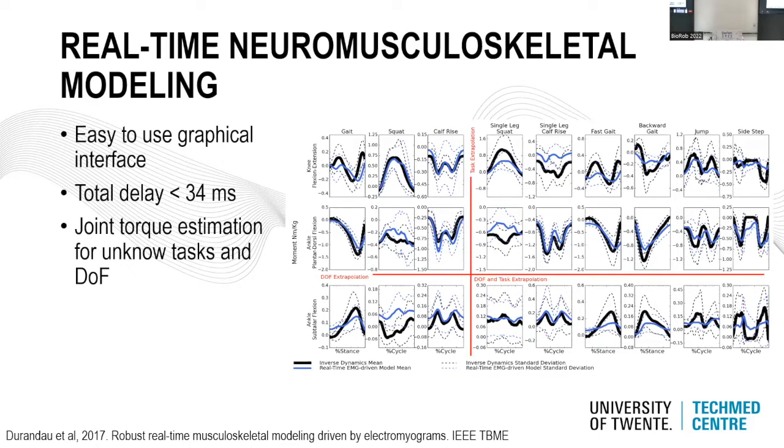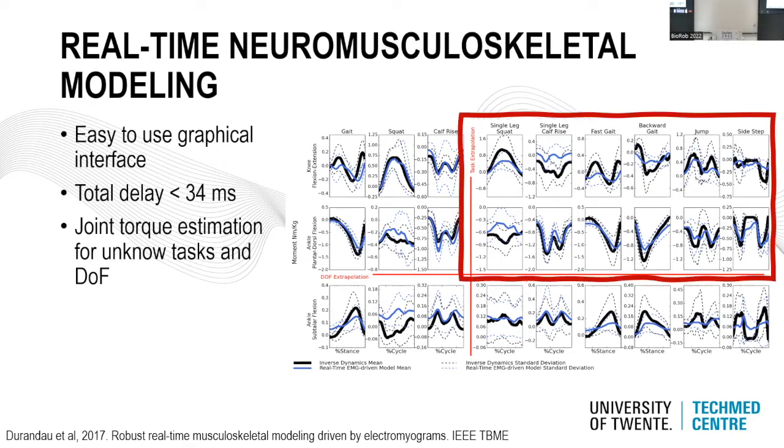Then we also looked at the joint torque that we estimated. So here on this graph, we can see in blue the estimated joint torque from our framework, and in black the inverse dynamic torque. And what is interesting is that we are able to compute joint torque on tasks that were not used for the calibration. So we can extrapolate on new tasks. So for example, we calibrated on gait, squats, or calf rise, and we are able to estimate joint torque on jumping, side step, and so on.